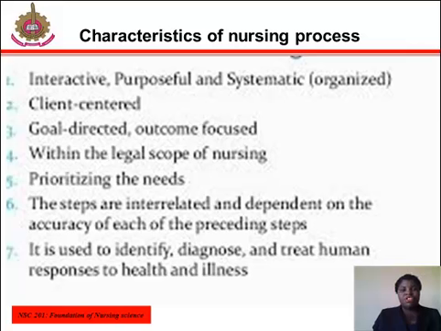Nursing process should be interpersonal. Nursing process should be within the legal scope of nursing. Nursing process must prioritize the needs of an individual, and the steps are interrelated and dependent on the accuracy of each of the preceding steps, like I have said. A nursing process is used to identify, diagnose, and treat human responses. Nursing process being interpersonal ensures that nurses are patient-centered rather than task-centered, and encourages them to work to help patients use their strength to meet human needs.